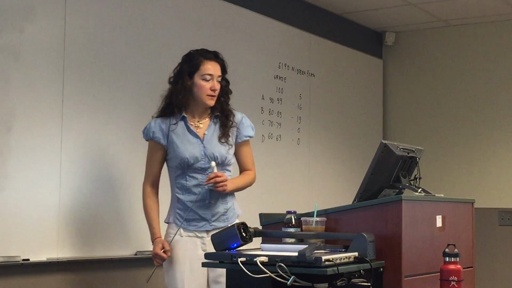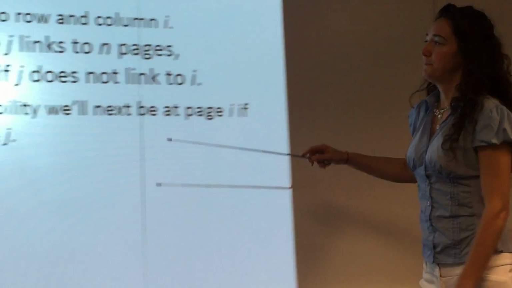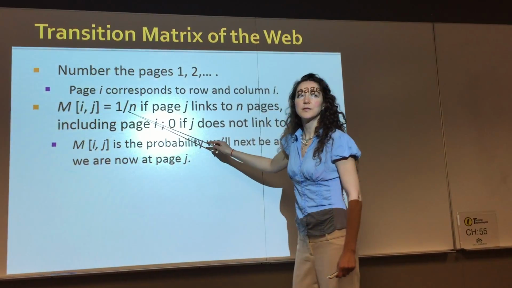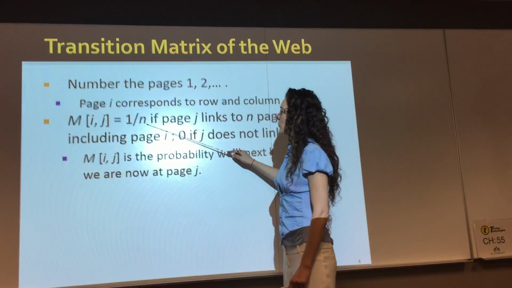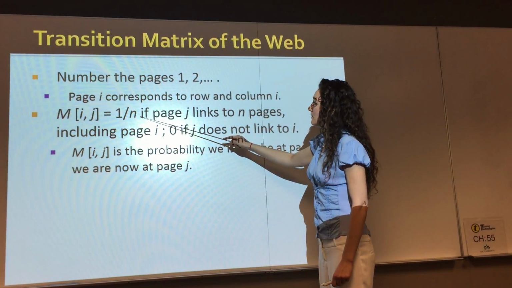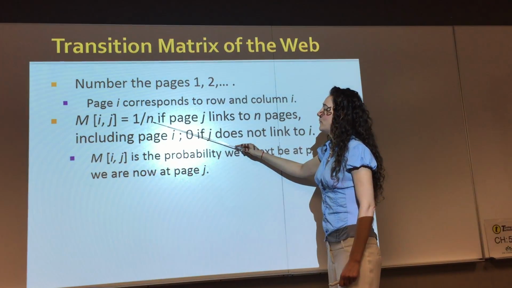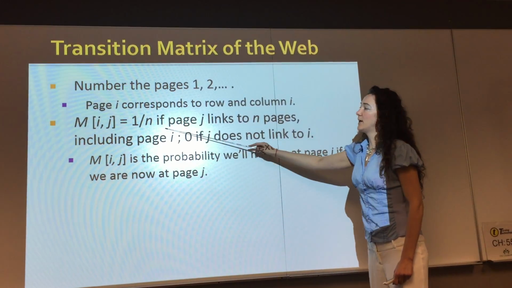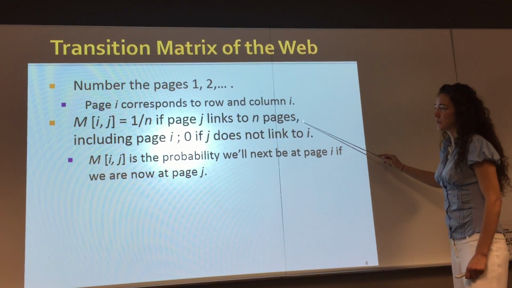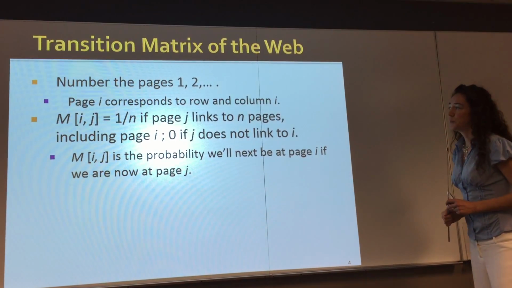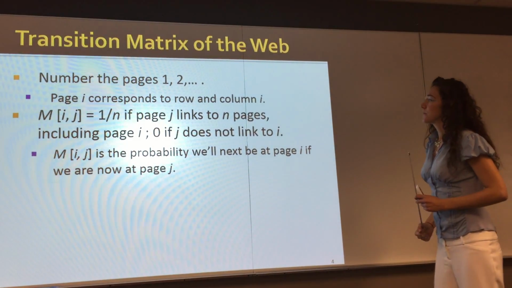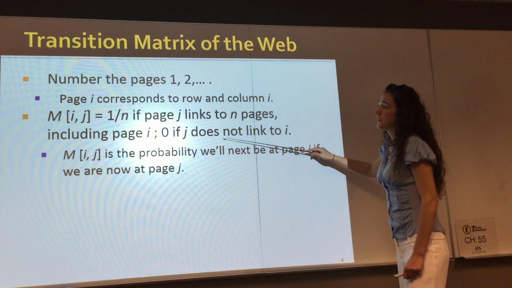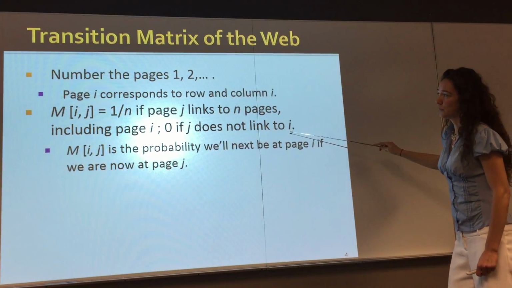What is recorded in the matrix? The matrix is M, and at index ij of the matrix we have some number, and that number is 1 over n, the number of pages that our page is pointing to. So 1 over n if page j links to n pages, including the page itself. This is 0 if the page j does not link to the page i.